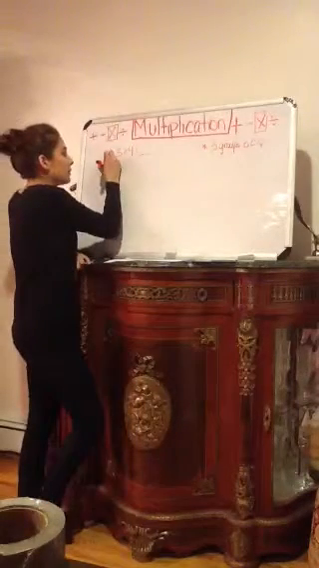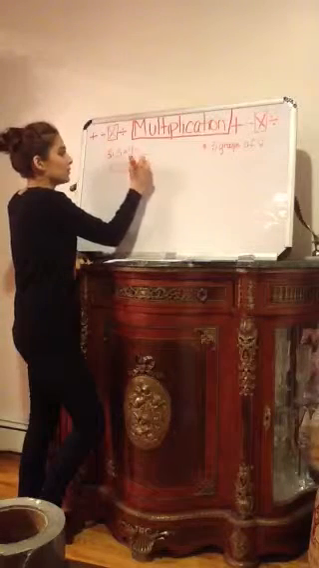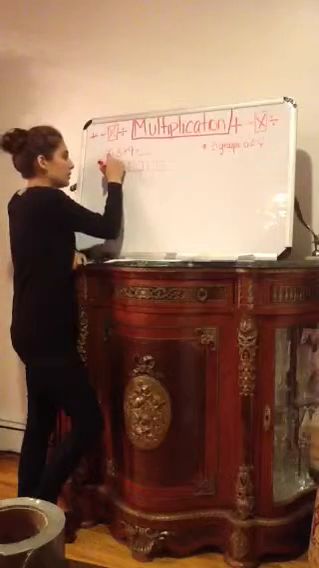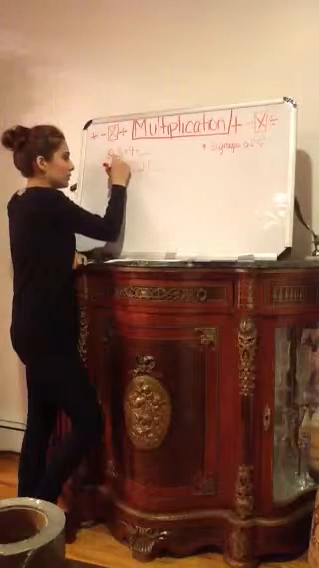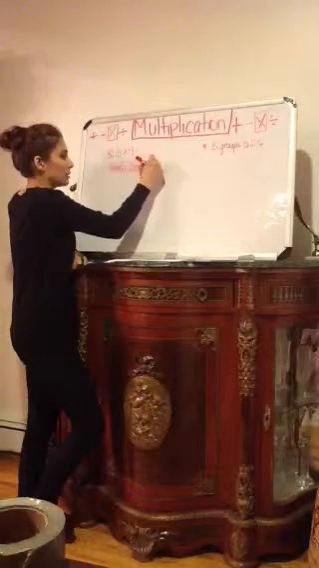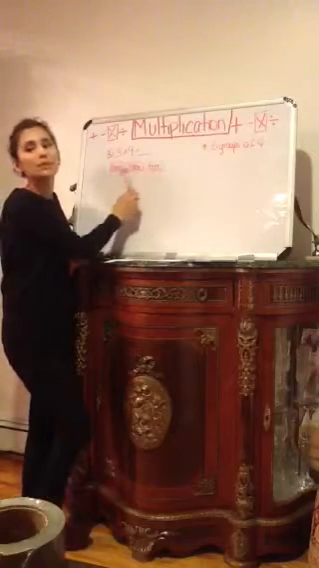So let's make 3 groups. 1, 2, 3, with 4 items in each group. 1, 2, 3, 4. 1, 2, 3, 4. 1, 2, 3, and 4. So we have 3 groups with 4 items in each.